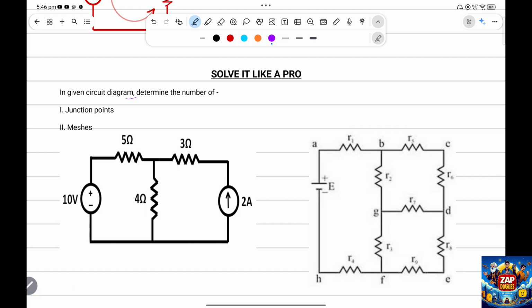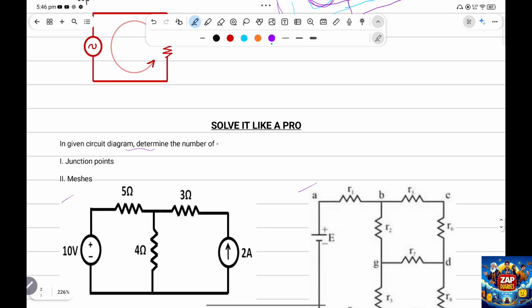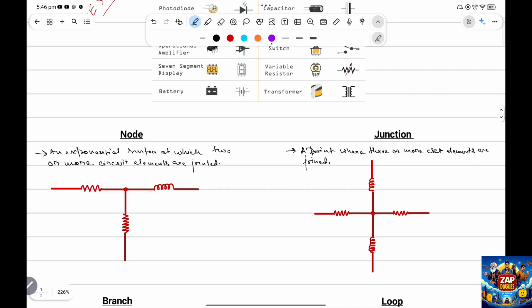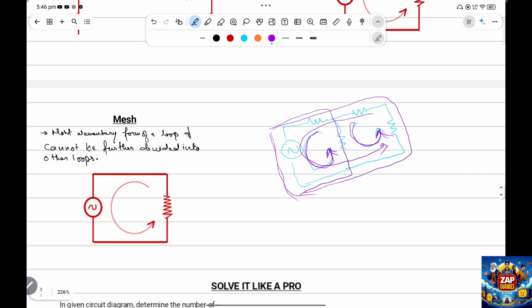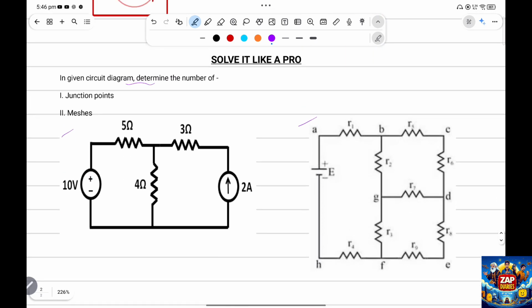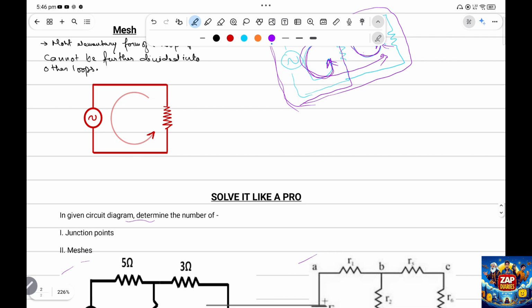Here the question says, in a given circuit, we have two circuits over here. Determine the number of junction points and meshes. What are junction points? A junction is where three or more circuit elements are joined. Another thing it's asking for is meshes. A mesh is an elementary form of a loop.